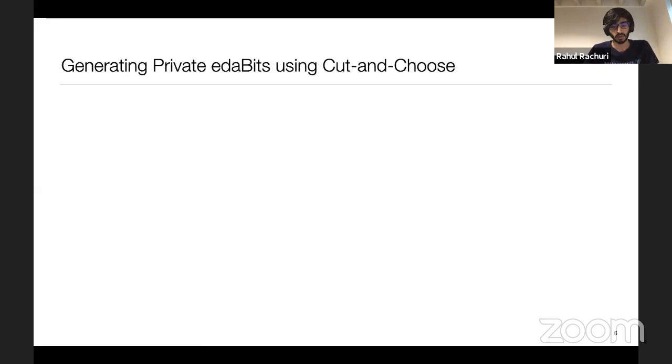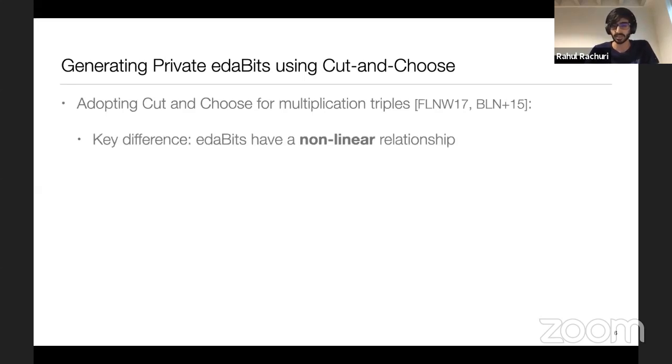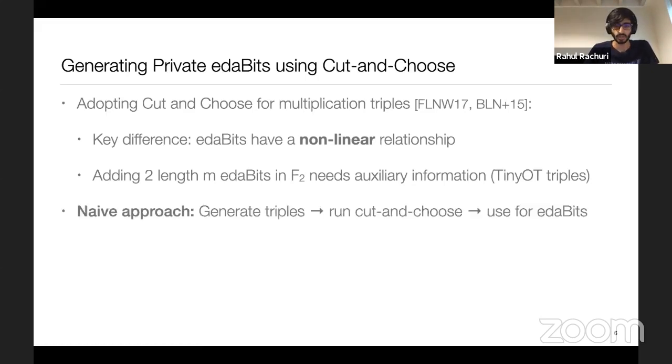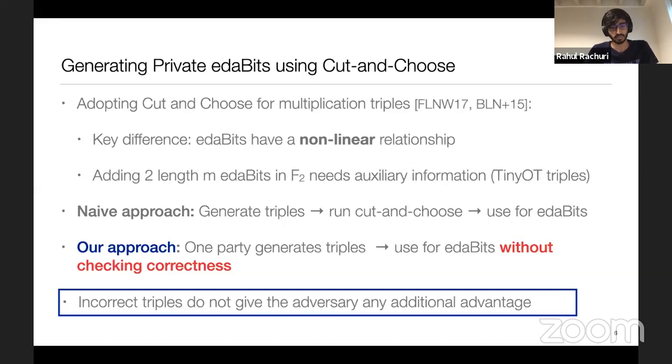So the cut and choose protocol requires a few tweaks as compared to the original one, because that one was built for multiplication triples, which have a linear relationship, whereas EDA-bits have a non-linear relationship. This means we need some auxiliary information, and in this case, we use tiny OT triples. So the naive approach would be to generate secure triples using a process like cut and choose and use them for EDA-bits. Our approach was to instead have the party that proposes the set of EDA-bits also propose the required tiny OT triples and use them without verifying for correctness. In the paper, we analyzed this version of cut and choose and prove that this doesn't give the adversary any additional advantage.